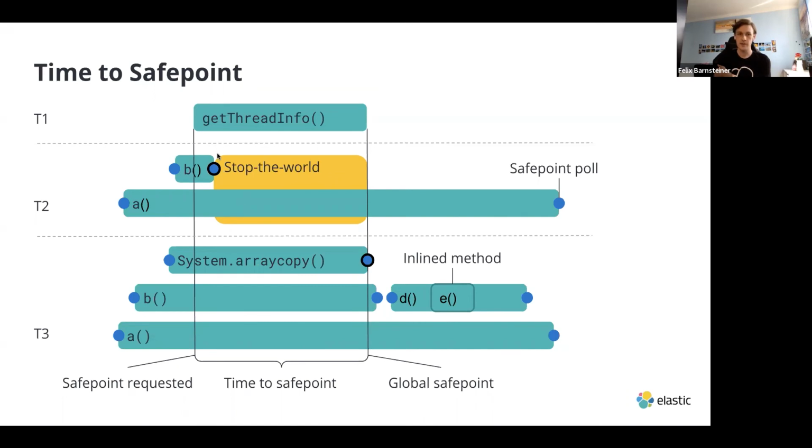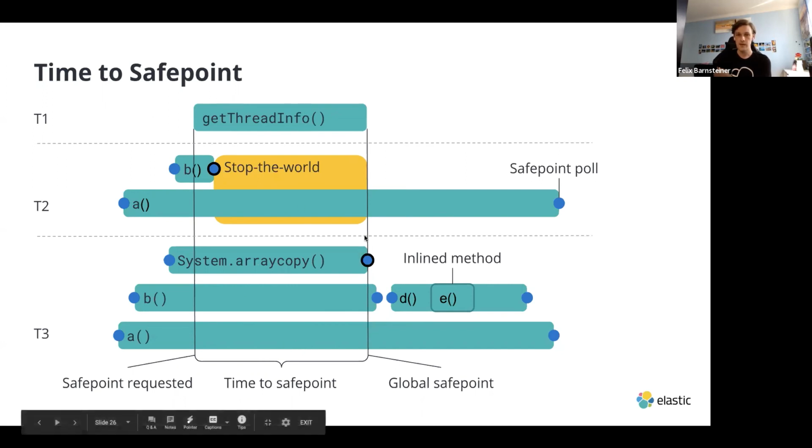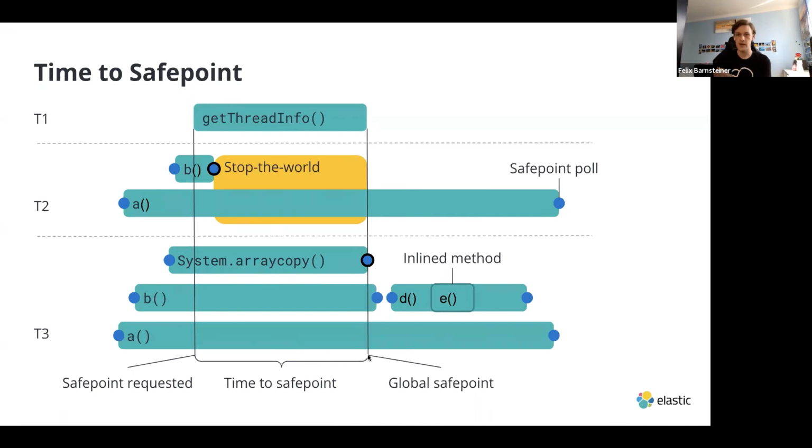But during this time, this thread and potentially a lot of other threads can't do anything. So there's a stop-the-world pause. No user request can be served within that time frame. And so at this point in time, we finally are entering the global safepoint, and we can get the stack trace of all of the different threads.